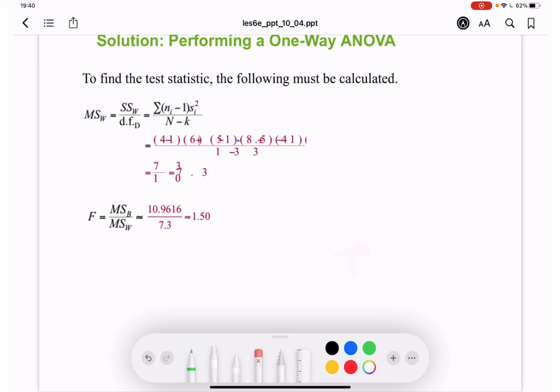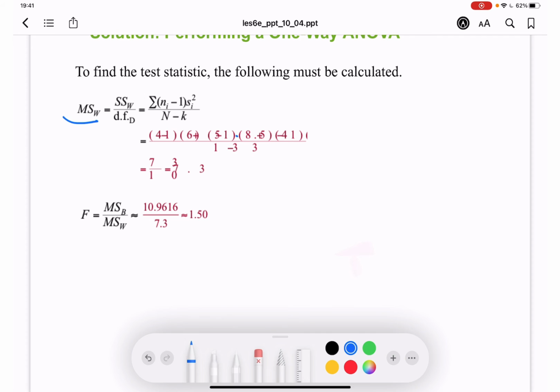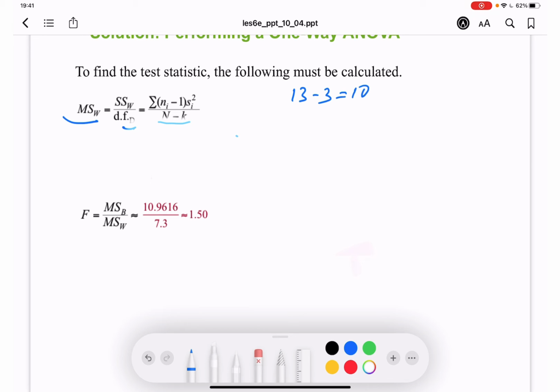Okay, so we need to calculate the mean within samples, which is equal to the sum of squares within, W, divided by the degree of freedom for the denominator, which is going to be n, total amount 13, minus 3, total amount of samples, it's going to be 10. Now, I'm going to clean this calculation because it's messing everything up.